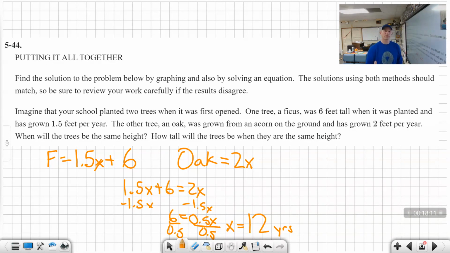Okay? Now, 12 years, you need to take this back and you need to plug it in and you need to tell me how tall will both trees be and write a sentence. In 12 years, both trees will be blank feet tall.